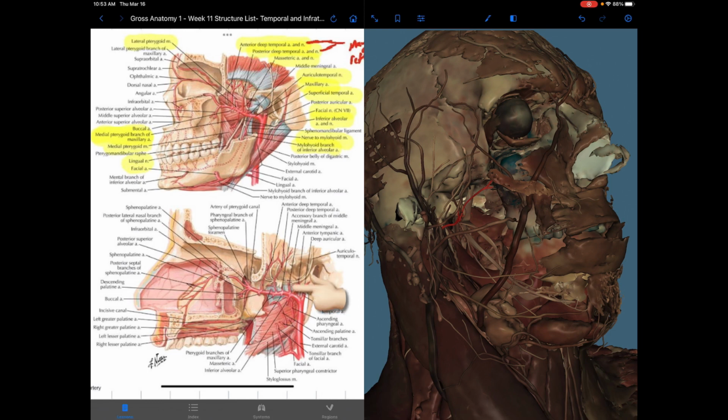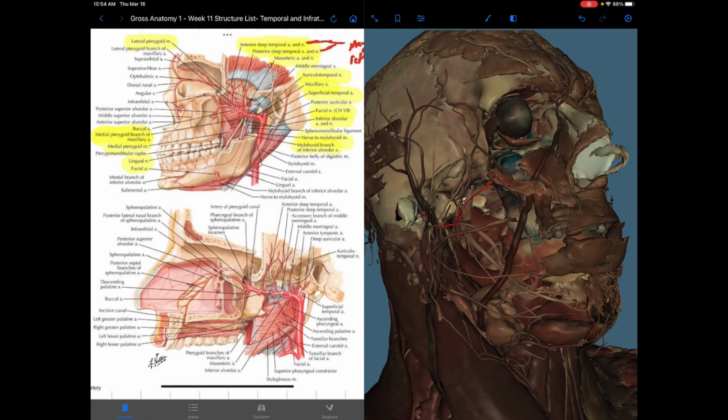There's also the middle meningeal artery, which passes between two roots of the auriculotemporal nerve and enters the middle cranial fossa via the foramen spinosum. It ascends on the internal aspect of the greater wing, and it divides into the anterior and posterior branches. Then there's the accessory meningeal artery, which enters the cranial cavity via the foramen ovale and supplies the trigeminal ganglion, and it's adjacent to the dura mater.